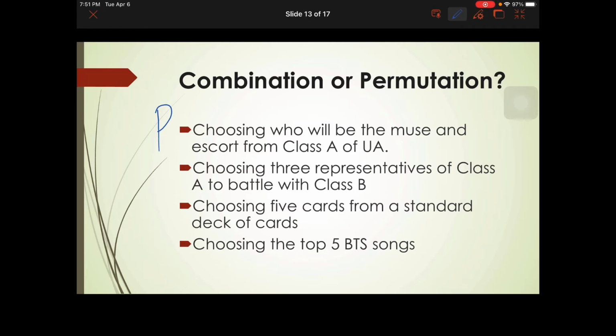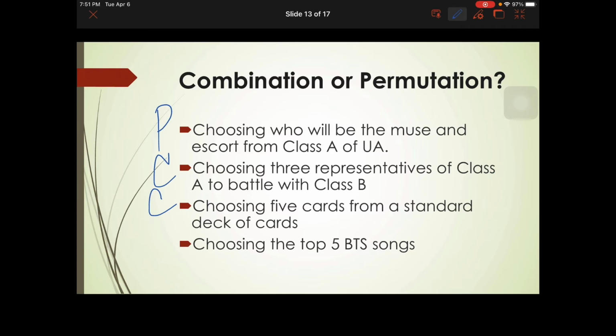Okay? Next, choosing 3 representatives of Class A to battle with Class B. So, syempre, My Hero na naman to. So, kapag pumipili ka lang ng representative where the order doesn't really matter, then it is a combination. Our next one, choosing 5 cards from a standard deck of cards. So, ito, does it matter kung ano yung order ng cards na pipiliin mo? Hindi naman, di ba? You're just gonna choose 5 cards. So, this is a combination.